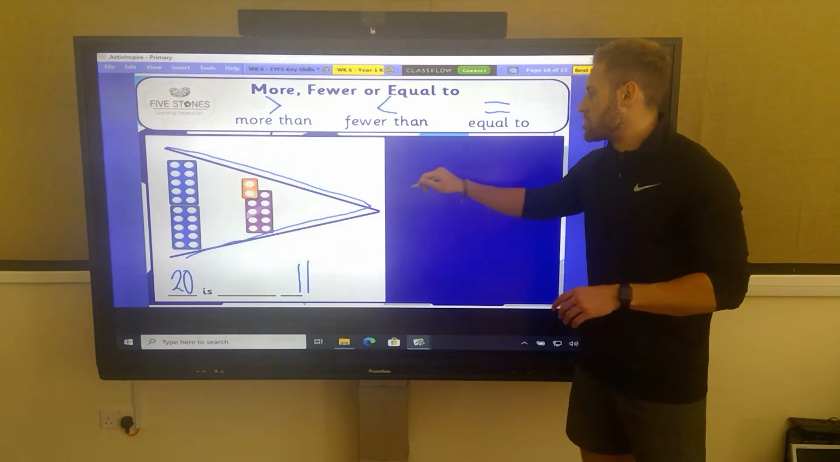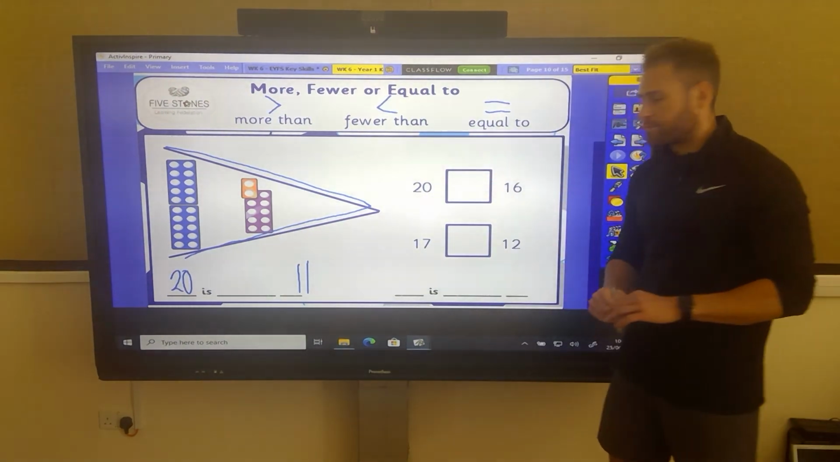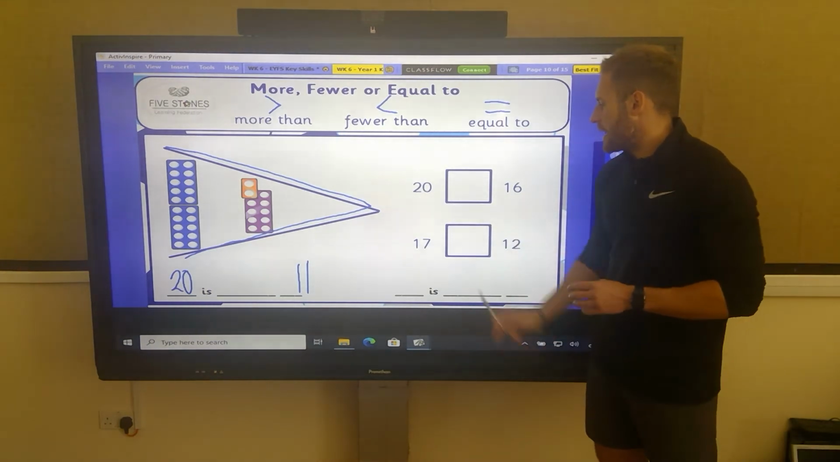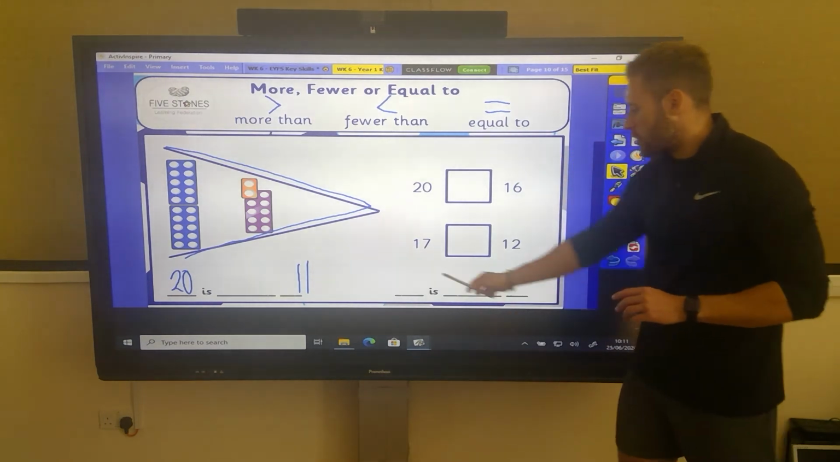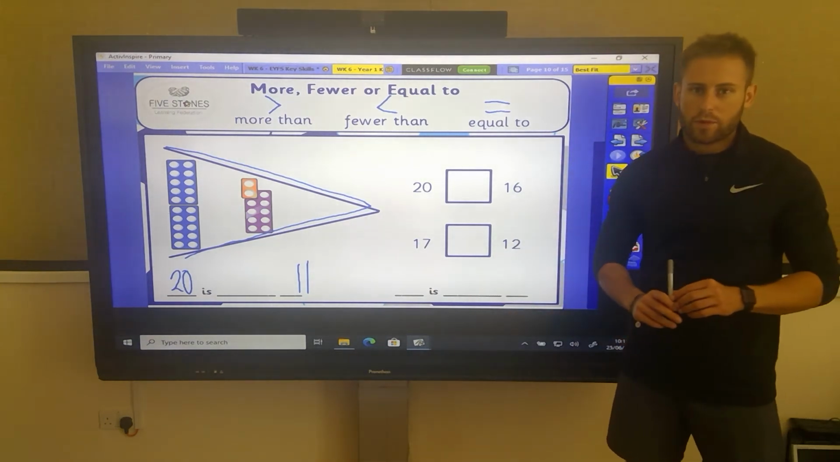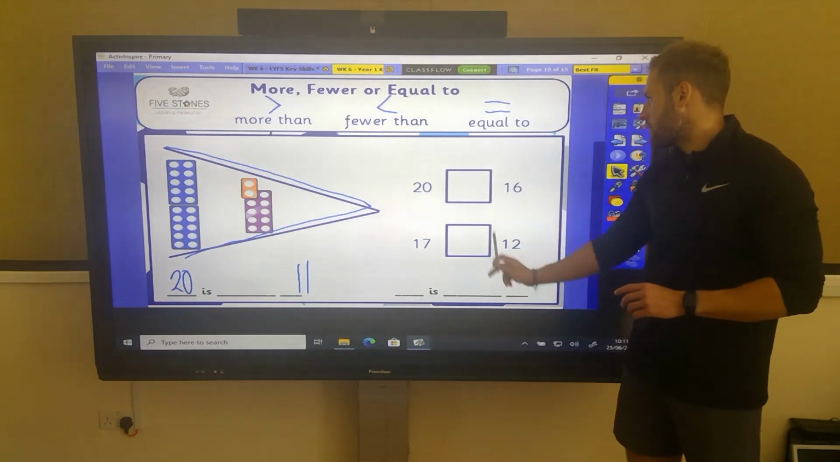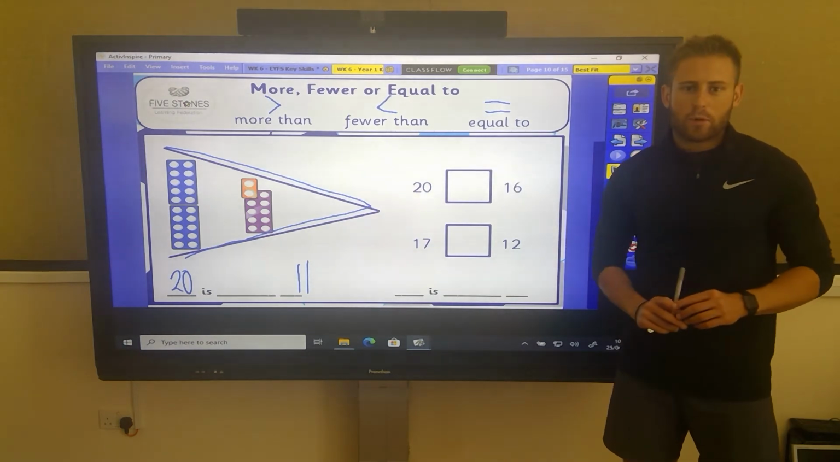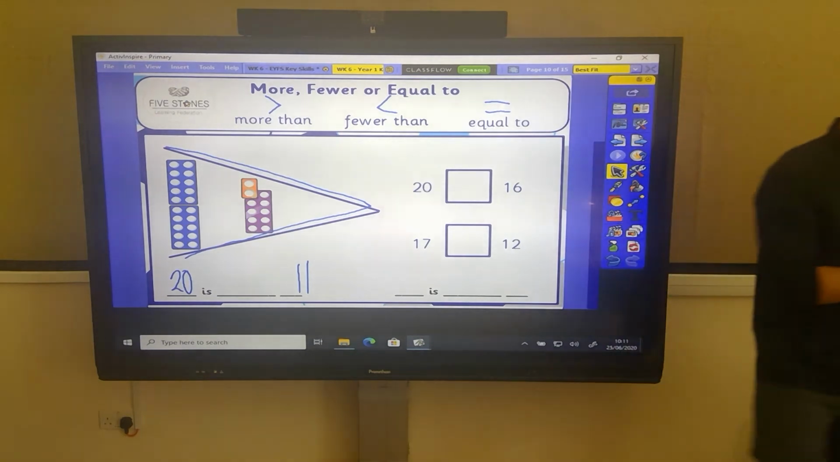I would like you to choose the sign to write in each of these boxes to make that sentence true. So 20, is it more than, fewer than, or equal to 16? You can use the sentence below to help you as well. Then can you do the same for 17? Is it more than, fewer than, or equal to 12? Have a look at which symbol you need to use. Pause the screen to give yourself working out time.